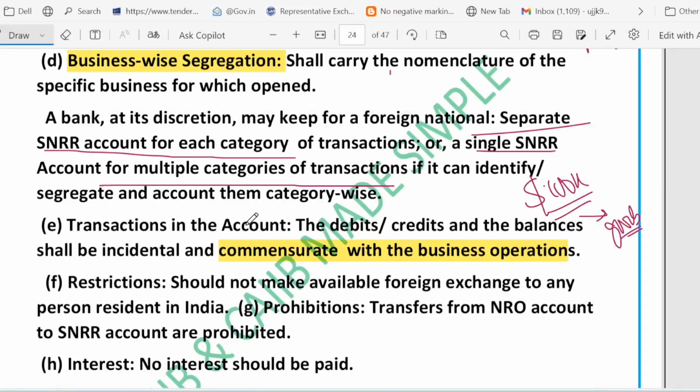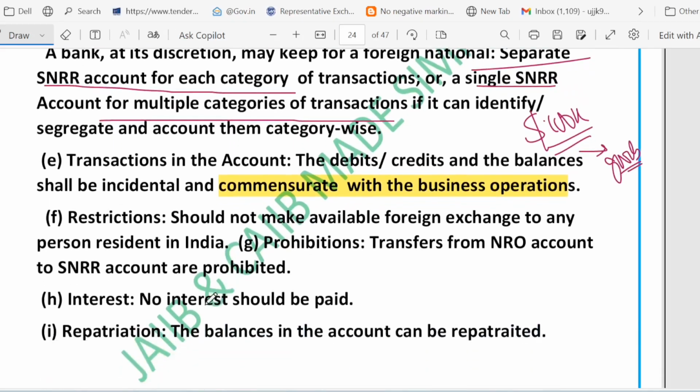Now friends, let's talk about the key restriction. That means no forex to residents in India, which means SNRR must not be used to make foreign exchange available to any person resident in India. In short, you cannot convert SNRR rupees into foreign currency and hand them to an Indian resident.